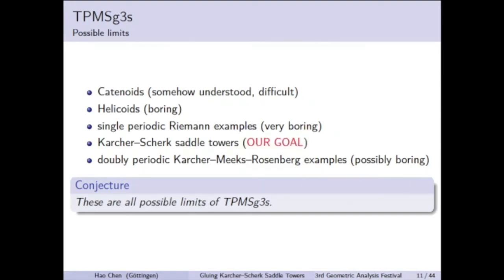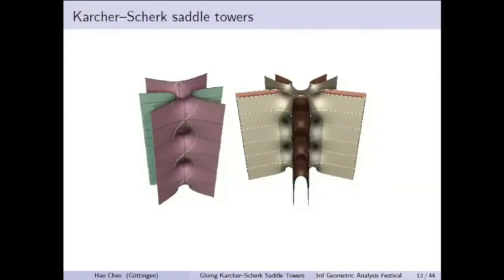So the remaining thing to do is to study the saddle tower limit. This is my motivation to glue saddle towers into minimal surfaces. Karcher-Scherk saddle towers have been proved to be the only embedded singly periodic minimal surfaces of genus 0 with Scherk ends. The Scherk ends are also called wings. The picture here shows a saddle tower with 6 wings and another with 10 wings. Note that on the right side, the 10 wings form 5 pairs of parallel wings. So our goal is to glue these things into minimal surfaces.